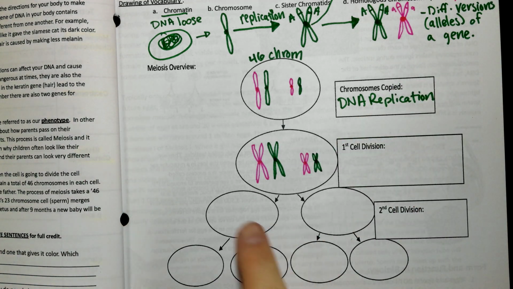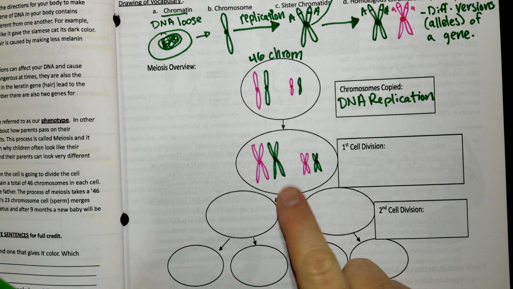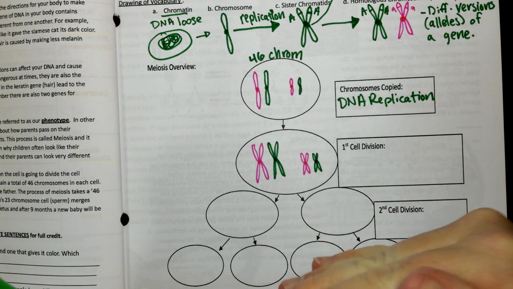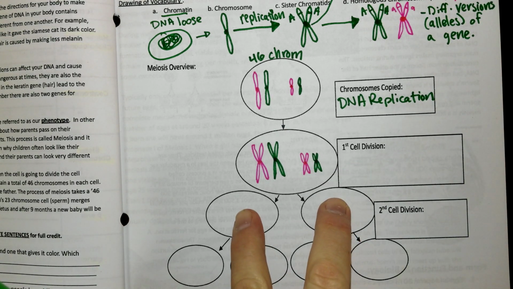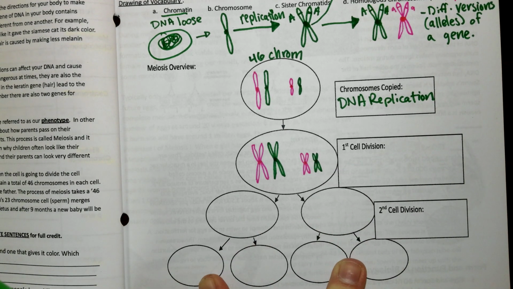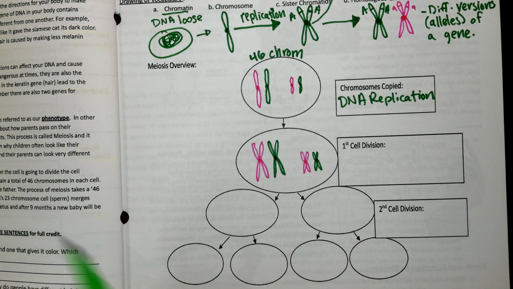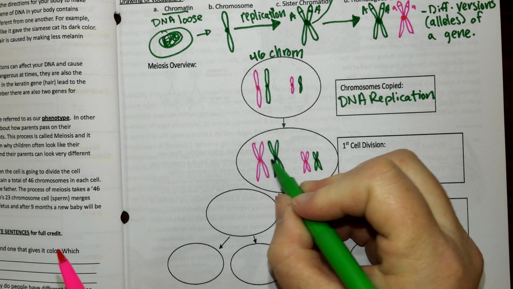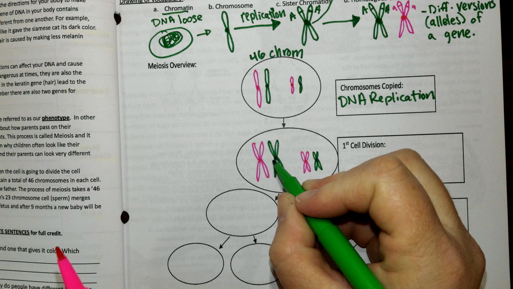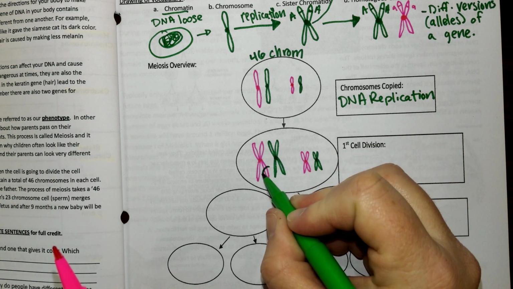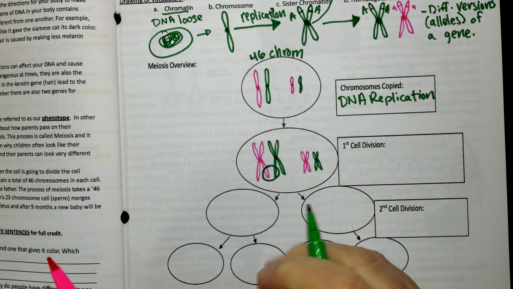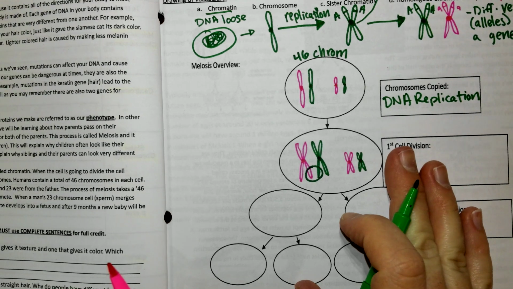Okay, now here we're ready to start meiosis, and there's 2 cell divisions that happen. So instead of making 2 cells like mitosis, we're going to make 4 cells. But there's something weird that happens here. These 2 chromosomes get really close together. They become so close that they actually swap a tiny portion of their DNA in an event called crossing over.